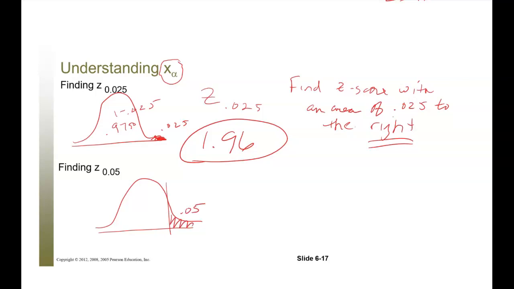So I want you to think about this a little bit. Keeping in mind, remember 0 in the middle. This one with an area of 0.025 was 1.96. Do you think this z value is smaller or bigger than that one? This is the type of stuff I want you to be thinking about so you truly understand how this normal curve works. So you think about that.